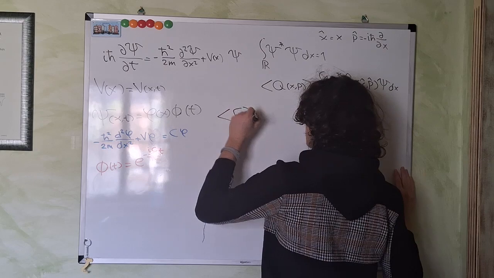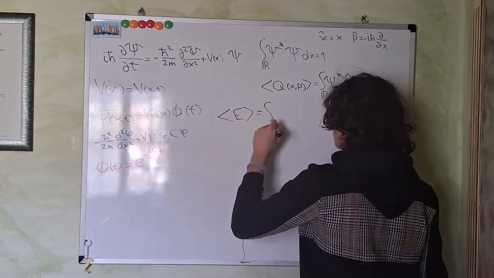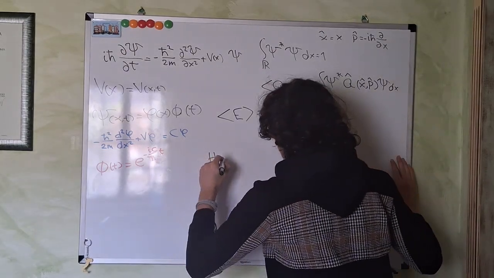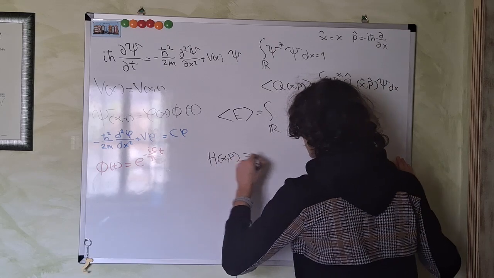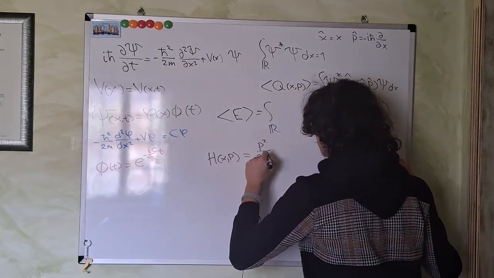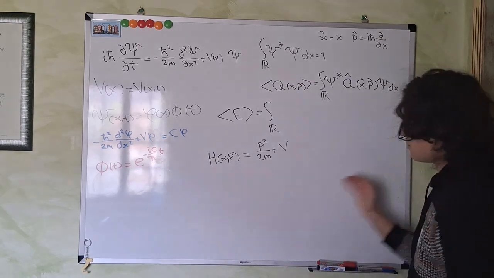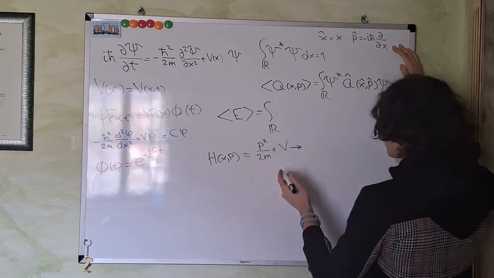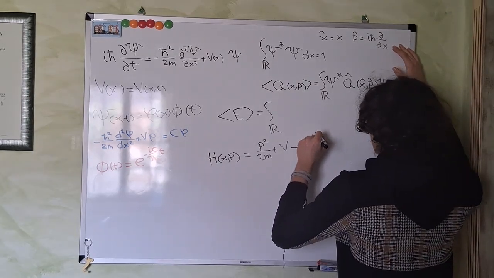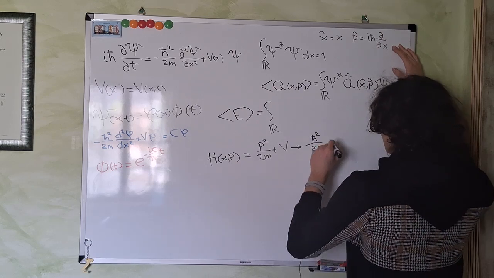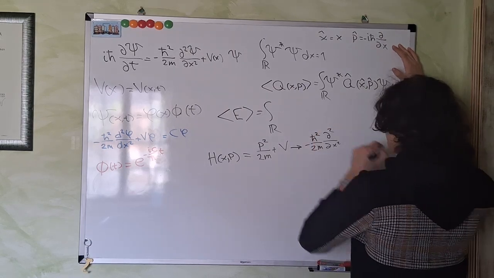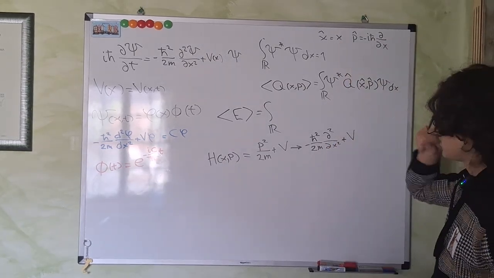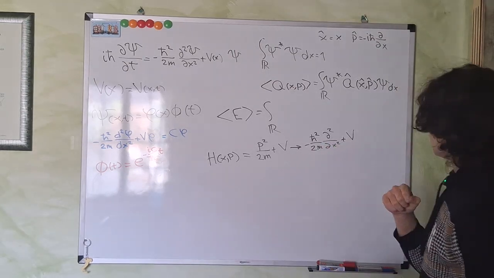The expectation value of the energy, well, what is the energy operator? The energy operator is the Hamiltonian. The Hamiltonian in classical mechanics depends on x and p, and equals p squared over 2m plus V, the total energy of the system. We call it the Hamiltonian. Now we need to do the canonical substitution, and this becomes minus h bar squared over 2m d by dx squared, plus the potential, which remains the potential because of this substitution. And this is our Hamiltonian operator.